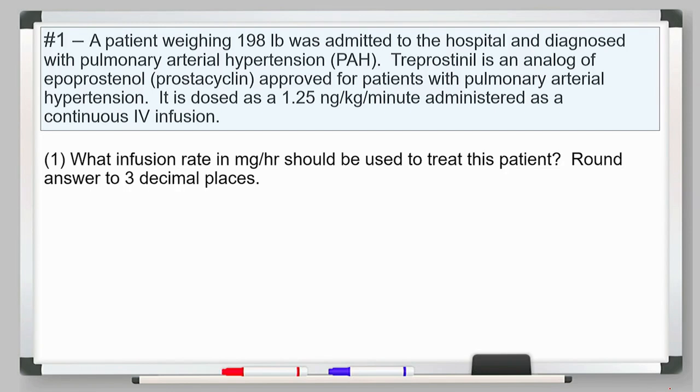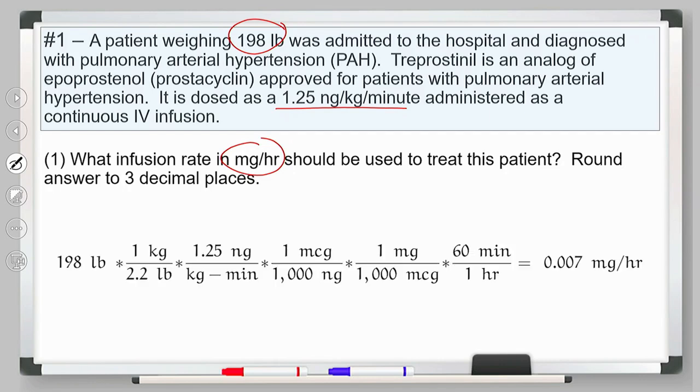It asks what infusion rate in milligrams per hour should be used to treat the patient. Well, I have how much they need. I have a weight here, but I need to get it into ultimately those units. So those are the only trick to that. So let's start with the weight.